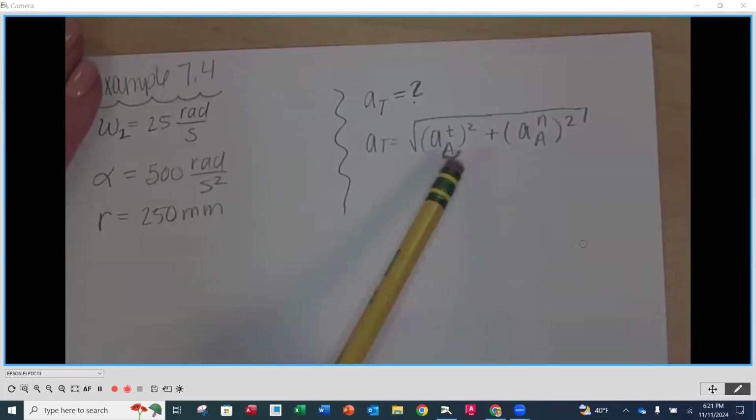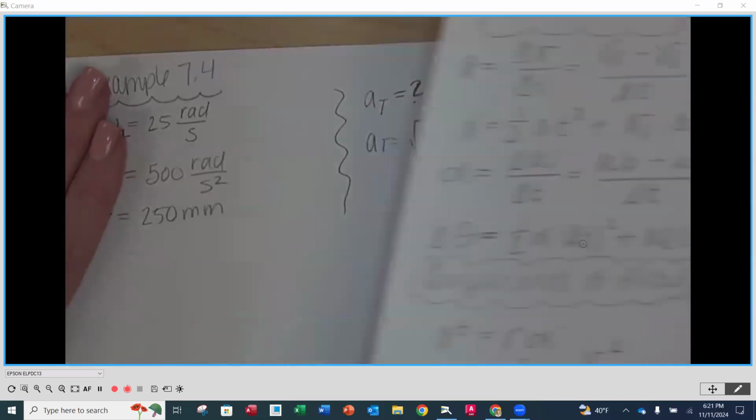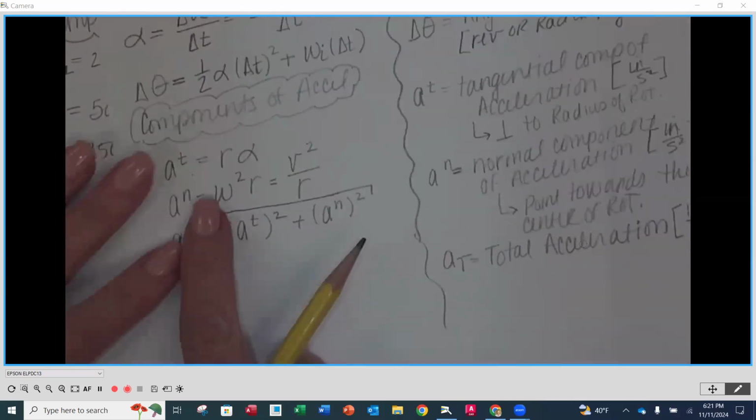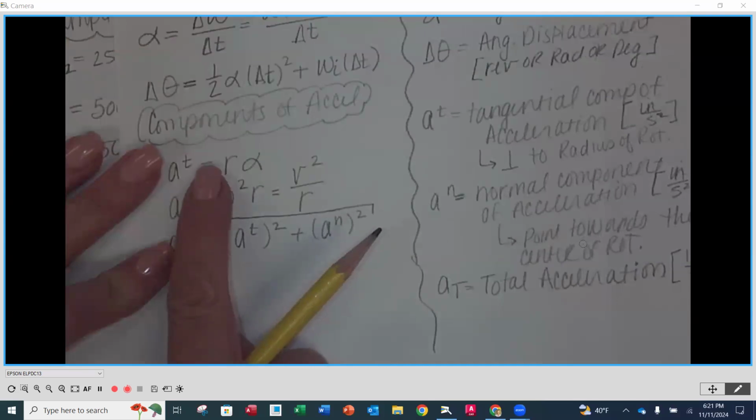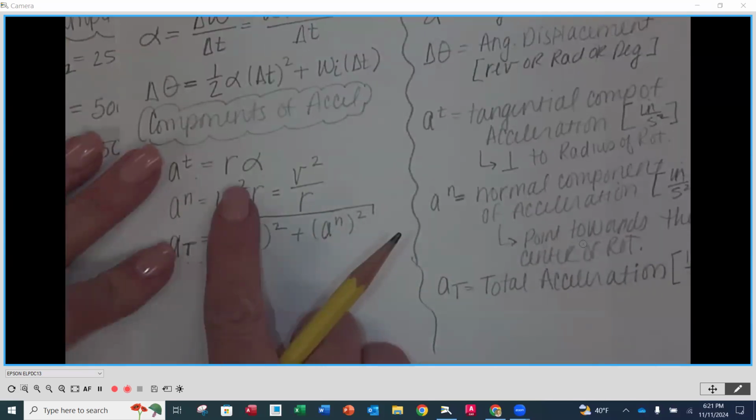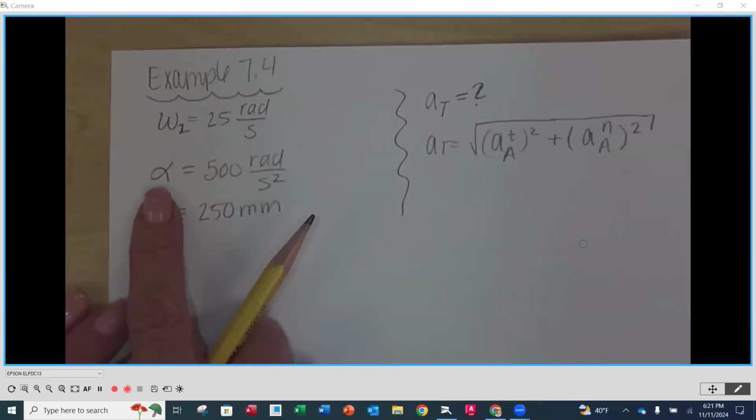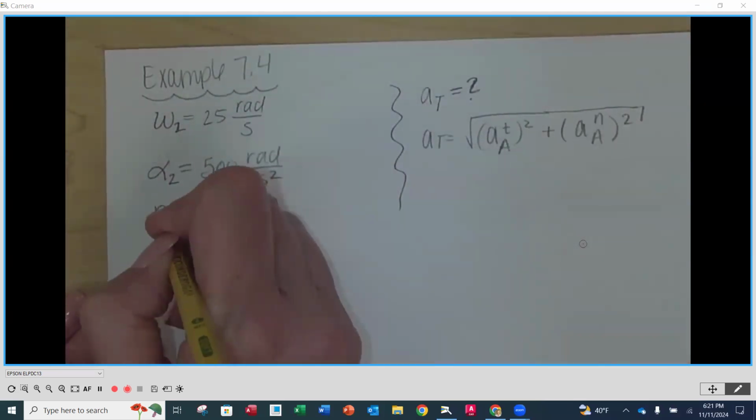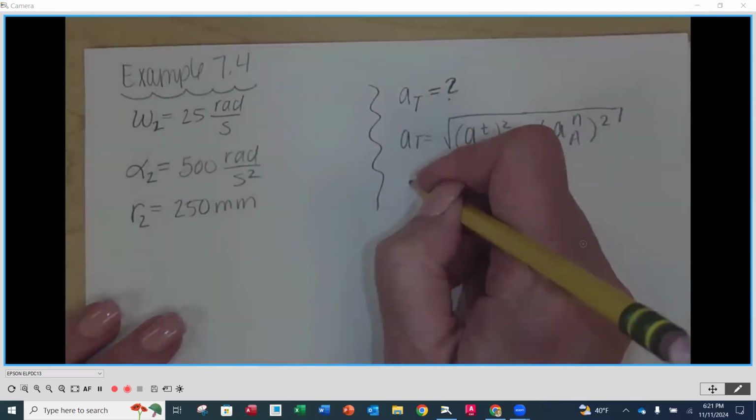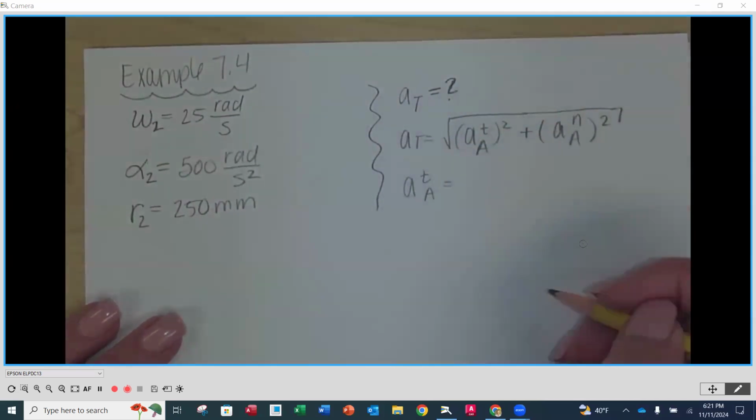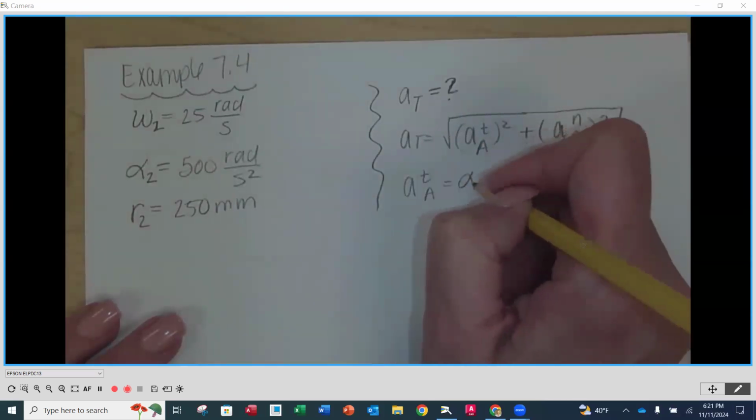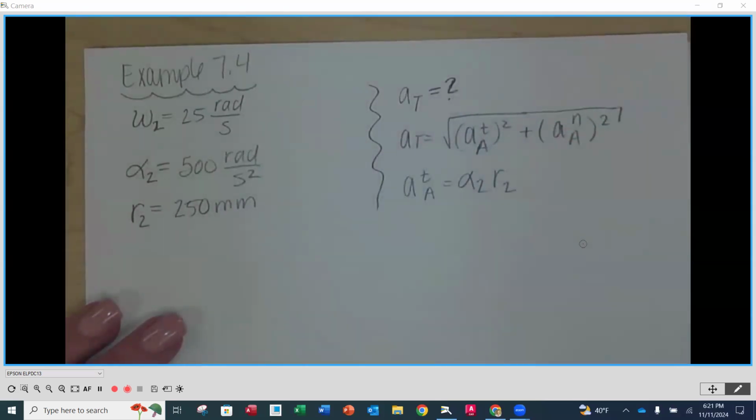Now, as we look here, we're not given tangential values, are we? So we've got to look back at our equation sheet. How do I find the tangential acceleration and the normal acceleration, using, hopefully, variables that were given? Our tangential is going to be the radius to that point times the angular acceleration. Cool, we are given angular acceleration. This would be of link number 2, and this would be the radius of link number 2. So the tangential out to point A is going to be equal to alpha 2 times the radius of 2. That one we'll be able to plug and chug.